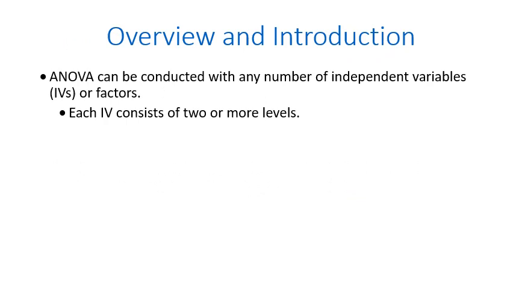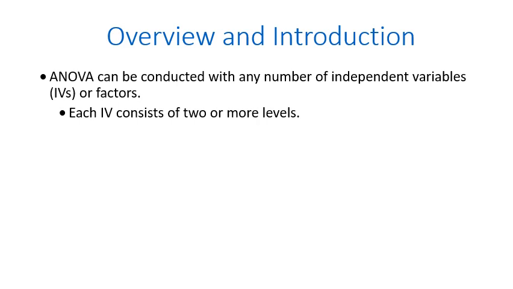Okay, so let's look at just an overview first of what is ANOVA. And when can it be conducted? So first of all, it can be conducted with any number of independent variables. Each independent variable needs to consist of 2 or more levels. Typically, when we're talking about this, we're talking about having 3 levels.